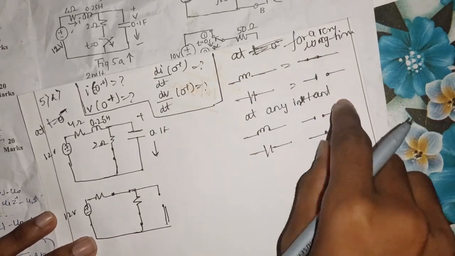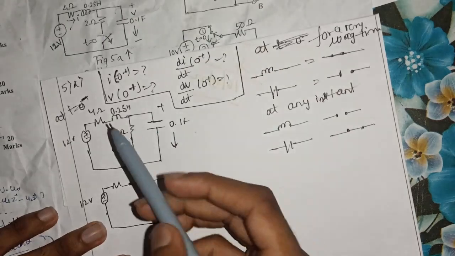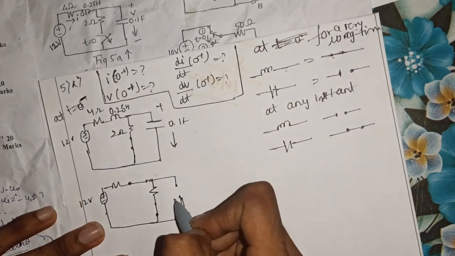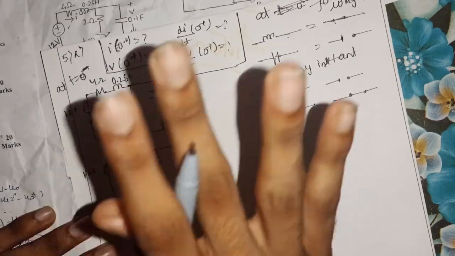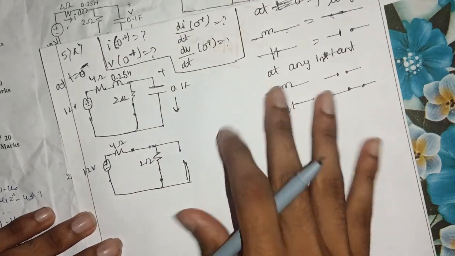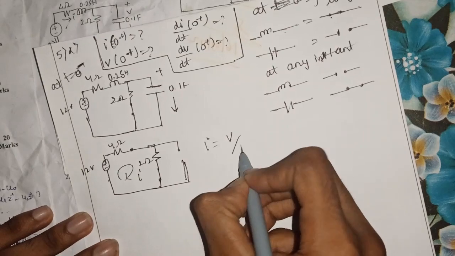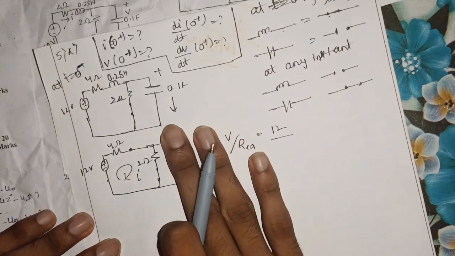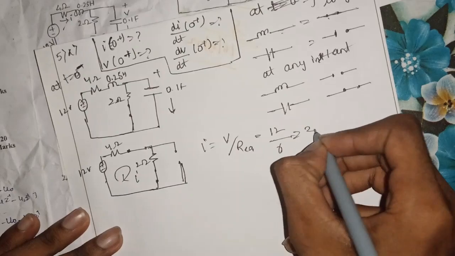Applying these basics to this problem, since it has been closed for a very long time, your inductor acts as a short circuit, whereas your capacitance acts as an open circuit. Since it is an open circuit branch, there will be no current, so the resistance remains the same, with no change at the time of switching or before. You have to calculate the current, which is I equal to V divided by R equivalent, which is 12 divided by, obviously these are in series, if you open this branch, 4 ohm and 2 ohm are in series, which is 6, equal to 2 ampere.